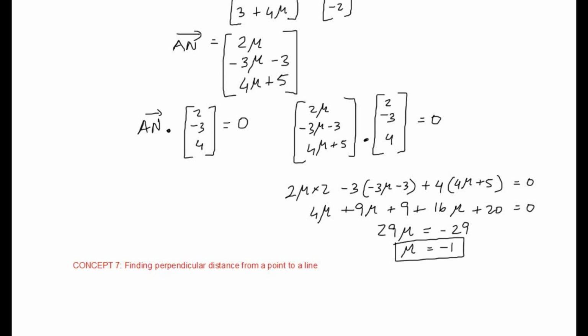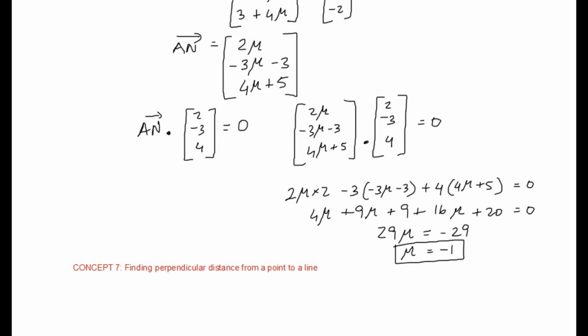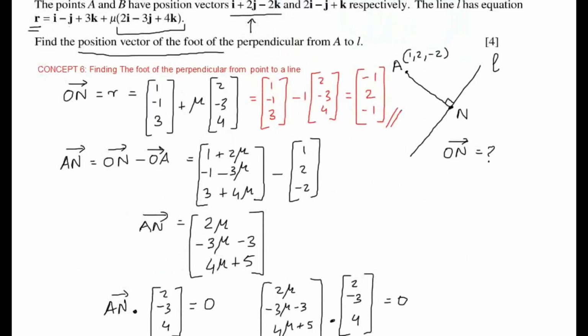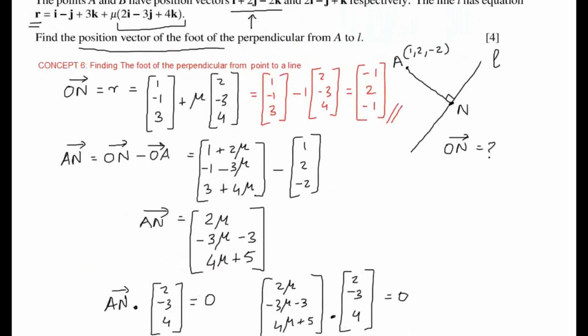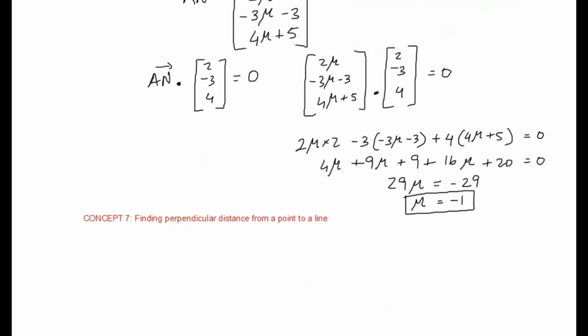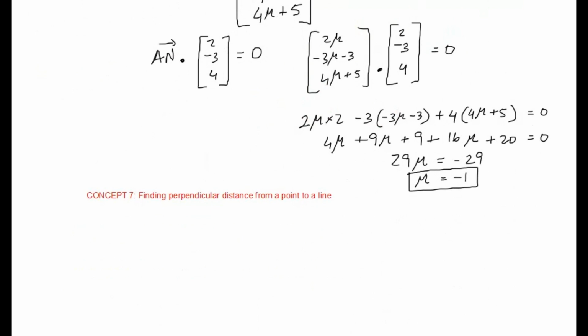So that brings us to the next concept that they like to test, which is kind of related to this, which is finding the perpendicular distance from a point to a line. In this case, the perpendicular distance from the point A to the line L is the distance AN. So how do we find AN? First, we find the vector AN.